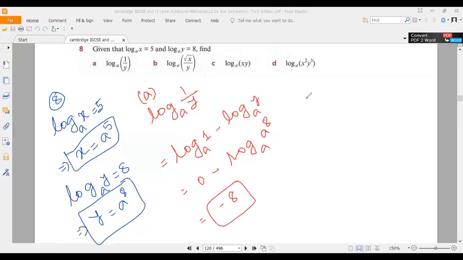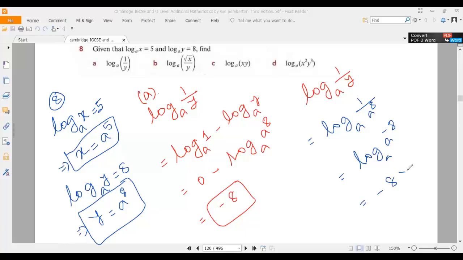Or we can also solve it in this way. Suppose log base a of 1 by y. Now log base a of 1 by y means 1 by a to the power 8, or we can write log base a of a to the power minus 8. The minus 8 should come first. So minus 8 multiplied by log base a of a will be minus 8 into 1. Answer minus 8. Look, both ways we get the same result.